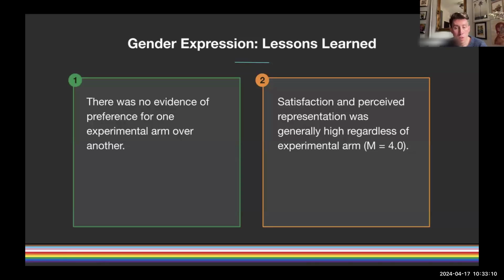And looking across our 4 constructs, we didn't find any evidence of preference for one of those arms over another. However, satisfaction and perceived representation across all 4 arms was generally high. We expect that this is largely attributed to respondents being probably less used to being asked about their gender expression, and that they may not have the same intrinsic internal comparison as with other constructs.